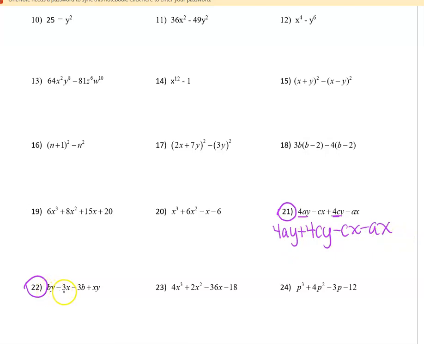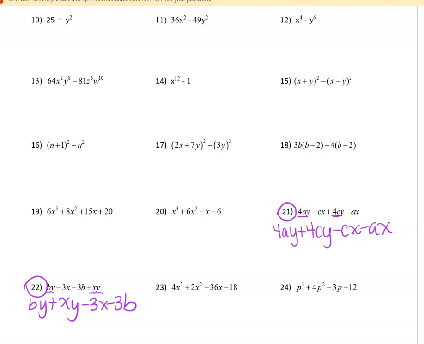Likewise, at 22, I'm not going to be able to factor anything out. So I'm going to have to do a little bit of rearranging. So maybe I want to put like y's together and x's together or 3's together or something. So like I'm thinking I could do by plus xy by getting these two together. Negative 3x minus 3b, and then that should work from there.